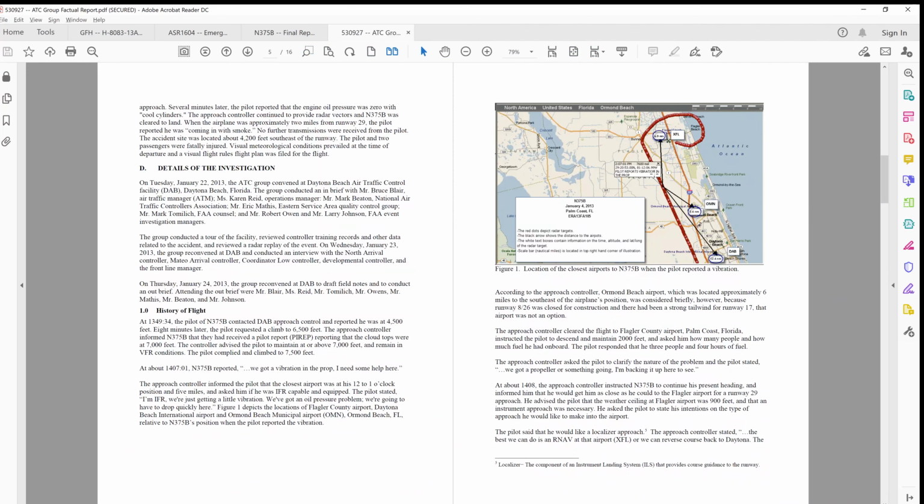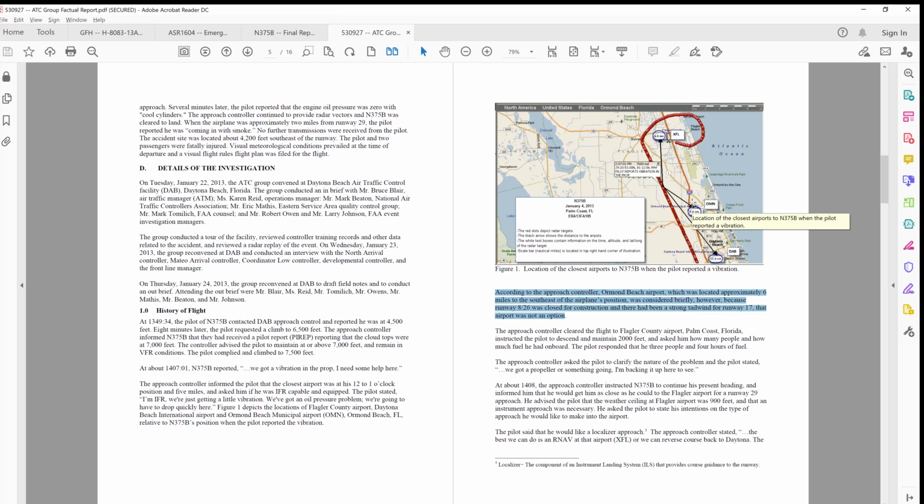First of all, in the history of the flight, when the problem first presented, in that first minute the controller was deciding where to send the airplane, there's a note that says, according to the approach controller, Ormond Beach, which was located approximately 6 miles southeast, was briefly considered. However, one of the runways was closed. That's not really decisive here. But it says there had been a strong tailwind for 17, and because of that, the airport was not an option.